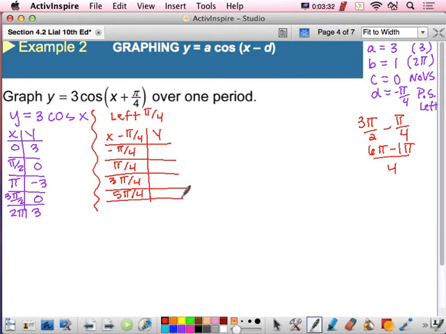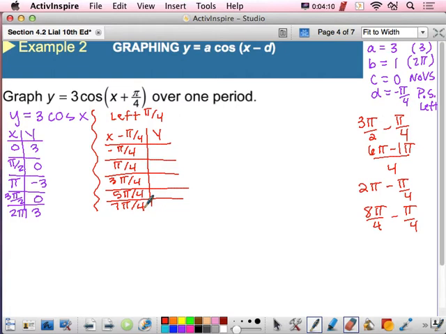And finally, for our last little piece, 2 pi minus pi over 4. So 2 pi is 8 pi over 4 minus 1 pi over 4, which brings us to 7 pi over 4. So there are our adjusted x values for our new table. And the good news is they're all over 4, so we don't have to worry about that whole common denominator thing that we had to on the last one.